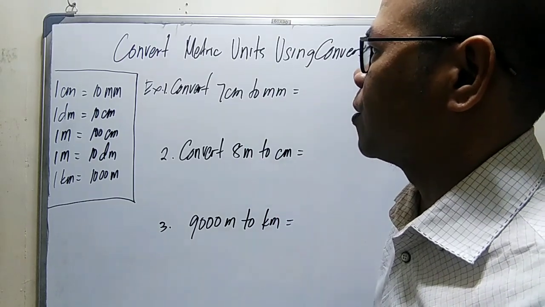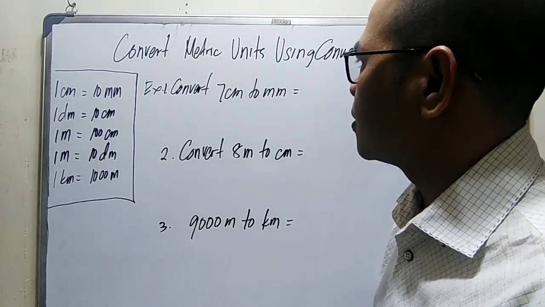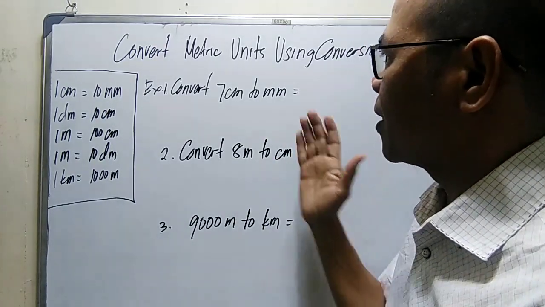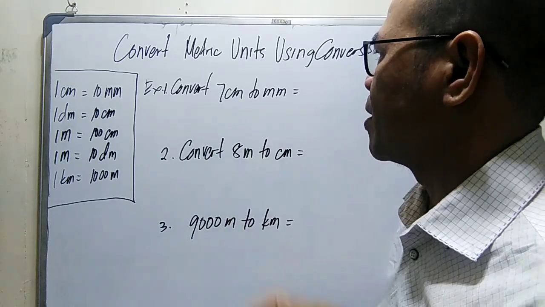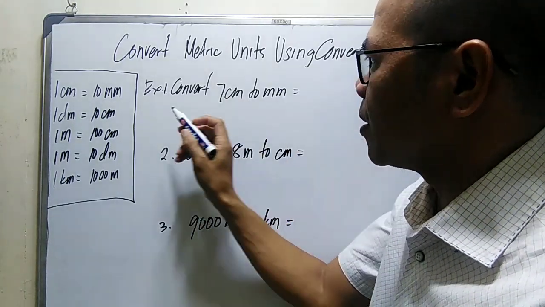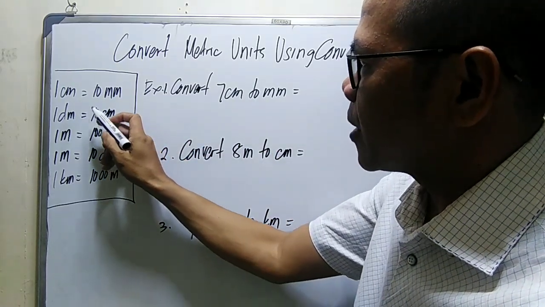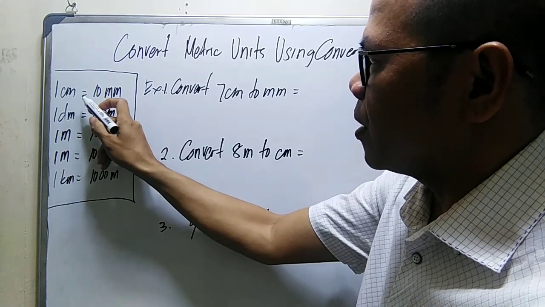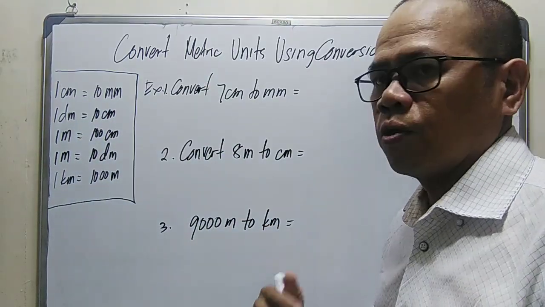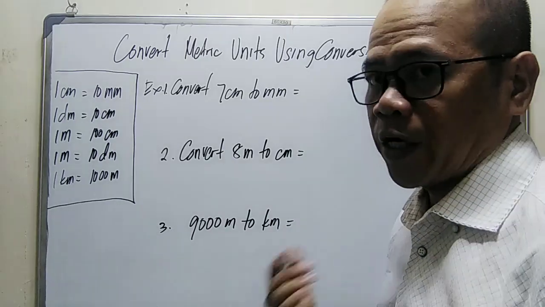These are the questions. Example number 1. Convert 7 centimeters to millimeters. Gagawin nating millimeters itong centimeter. So again, 1 centimeter is equal to ilang millimeters yan? 1 centimeter is equal to 10 millimeters. So we have to determine the conversion factors in fractional form.